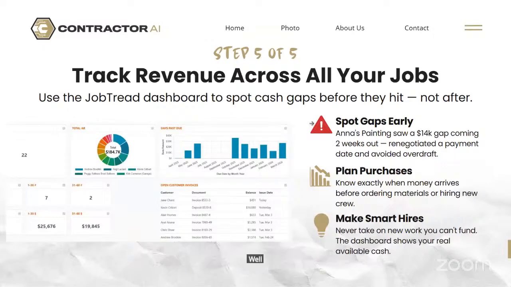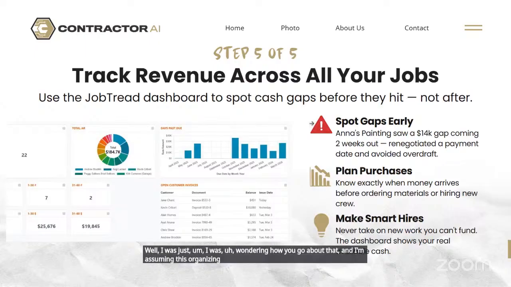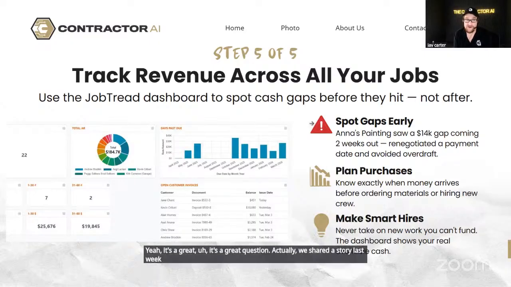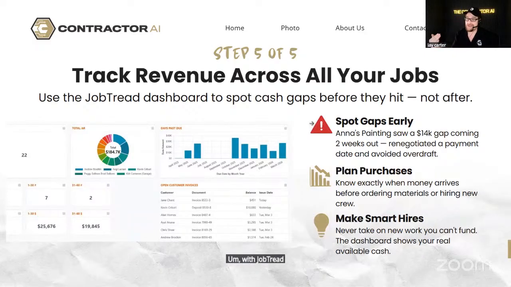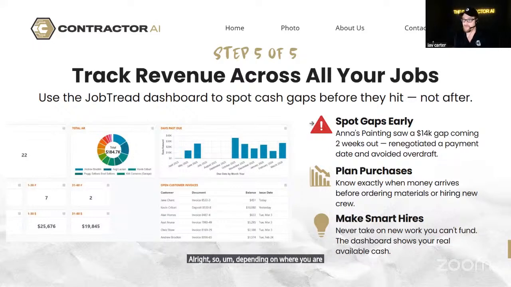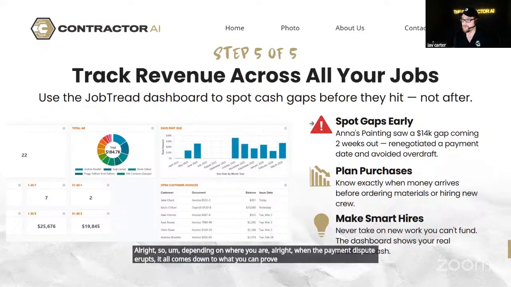Well, I was wondering how you go about that, and I'm assuming this organizing really helps with the payments and whatnot. Yeah, it's a great question. Actually, we shared a story last week. I wouldn't have enough time to share the same one again, but with JobTread, especially if you're using pre-production checklists and everything else, and you're doing everything exactly according to your contract, you can prove that. Depending on where you are, when the payment dispute erupts, it all comes down to what you can prove.